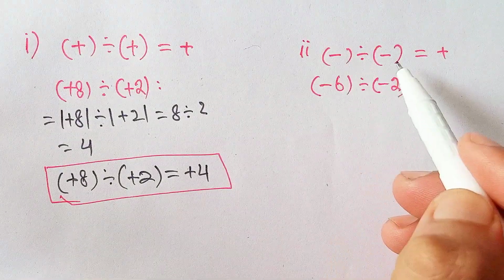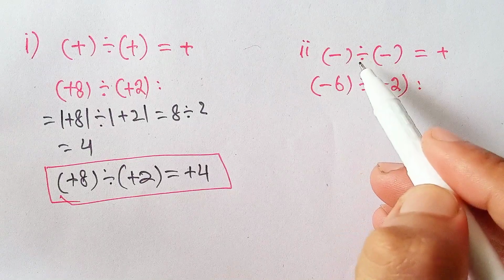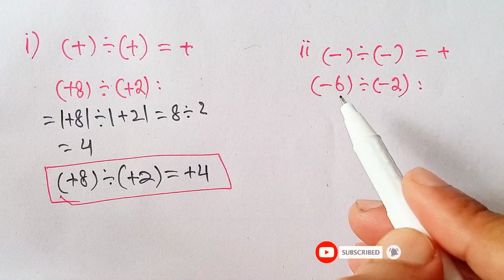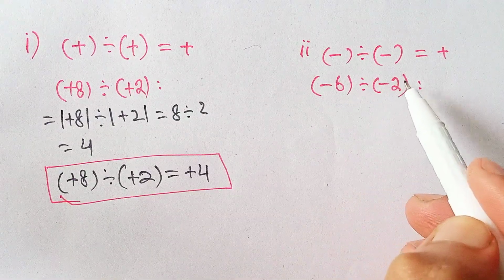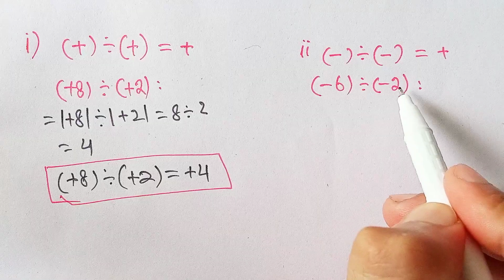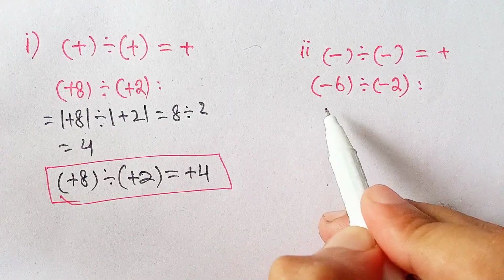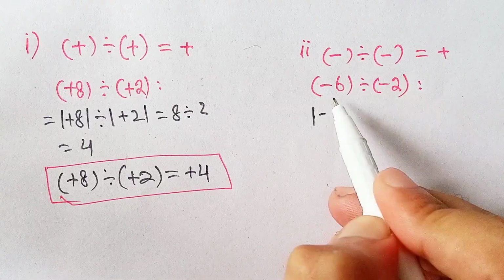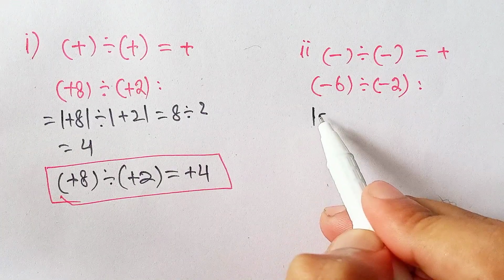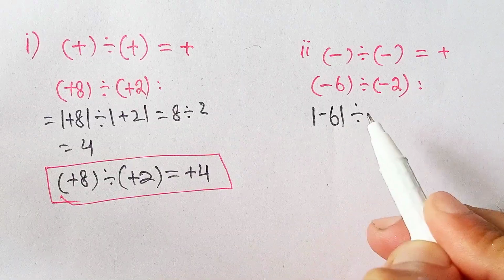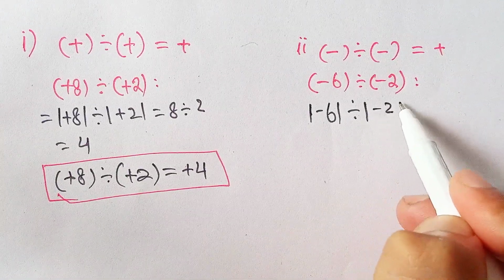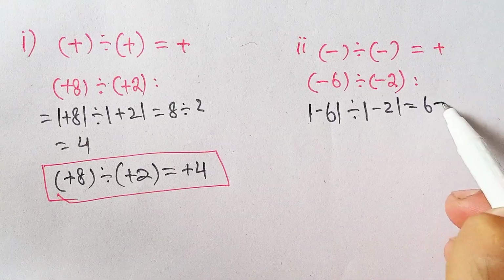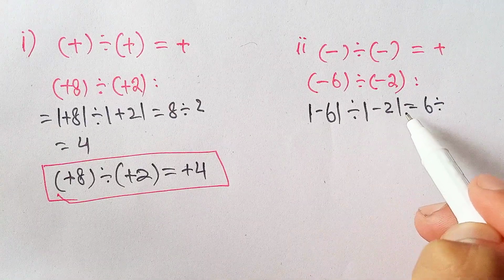Now we are going to divide a negative integer by a negative integer. Whenever we are dividing a negative integer by a negative integer, the quotient will be a positive integer. For example, negative 6 divided by negative 2. Simply to divide negative 6 by negative 2, take the absolute values of the two integers and divide the absolute value of negative 6 by the absolute value of negative 2. The absolute value of negative 6 is 6, and the absolute value of negative 2 is 2.